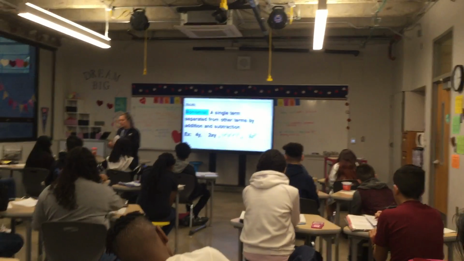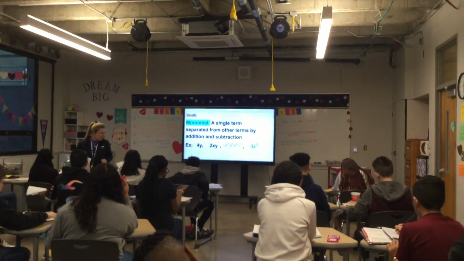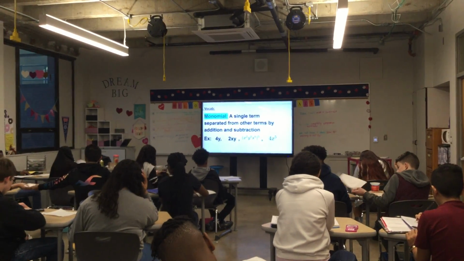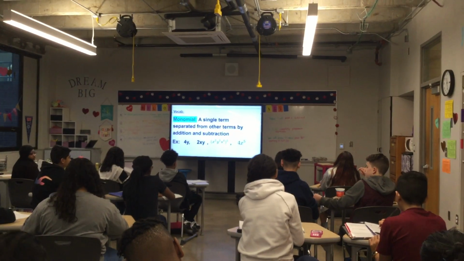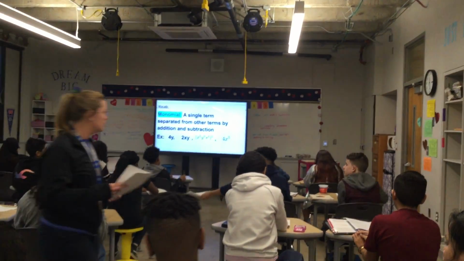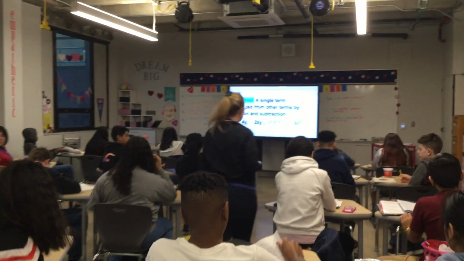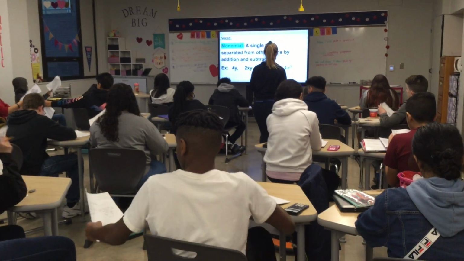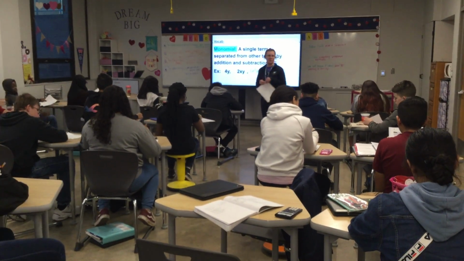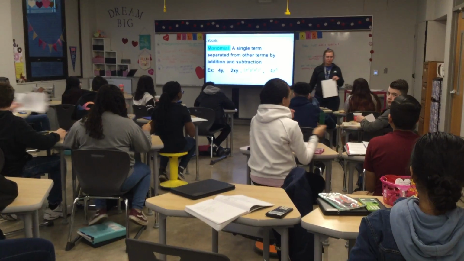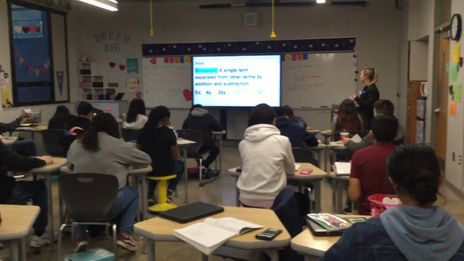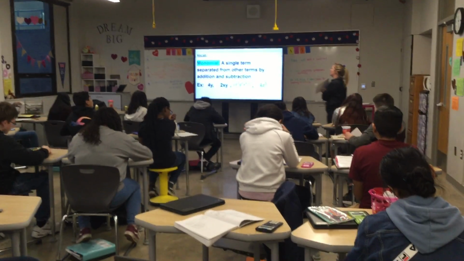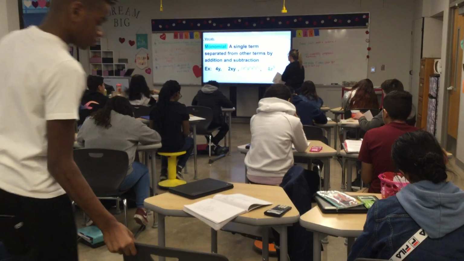But first we want to know what we're working with. So make sure you write that very first word down so it's highlighted and it's very clear on your page. First word is monomial. Monomial. And can someone read to me, Ramses? I'm going to pick on you. Can you read to me what the definition of a monomial is? It's on the board too, Ramses. A single term separated from other terms by addition and subtraction. Yeah, a single term separated from other terms by addition and subtraction.